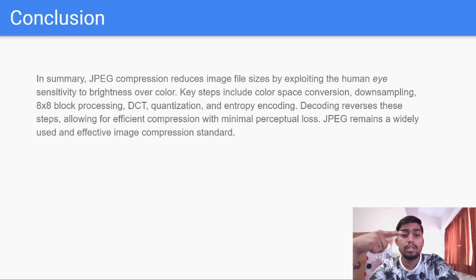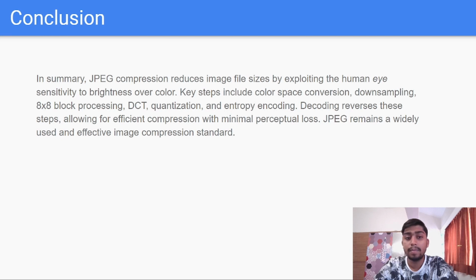The application of the discrete cosine transformation facilitates a frequency-based representation of the image, enabling effective compression. Subsequent quantization strategically discards high-frequency data, especially in areas less perceptible to human eyes. The quantized data is then subjected to entropy encoding through techniques like run-length encoding and Huffman encoding, further reducing the file size without sacrificing critical visual information.